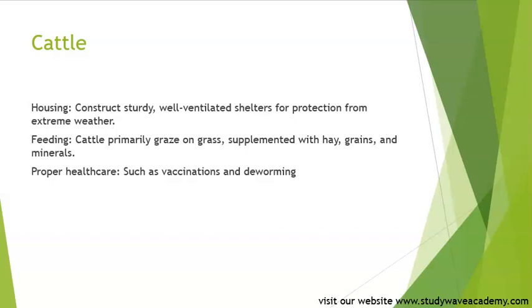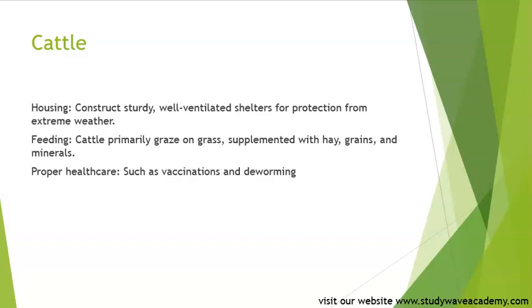Proper health care such as vaccination and deworming. Regularly check the health of the cattle. Arrange for vaccination and deworming as needed. Handle cattle gently to reduce stress and prevent injury to both the animal and yourself. Mark each animal for identification and record keeping. So these are the proper way to take care of cattle.